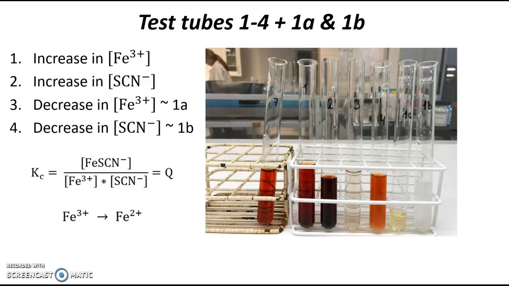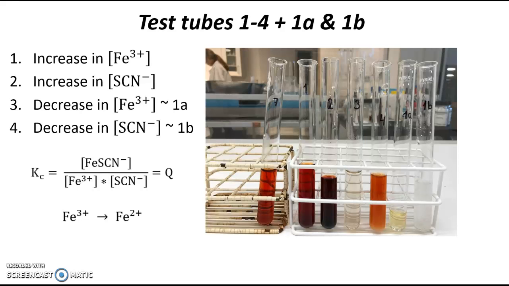And when we added this ascorbic acid into test tube 3, it decreased the concentration of iron 3 ions, meaning that more product was used to form more reactants. We added a bit much, meaning that it turned all the product into reactants, so it lost the entire color, but the principle is still the same.